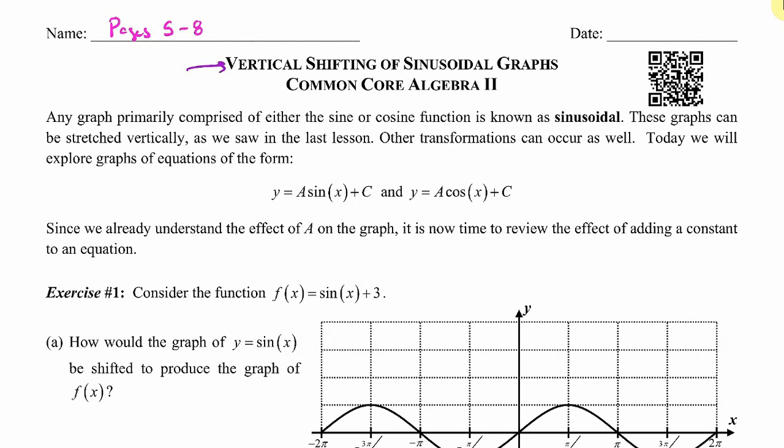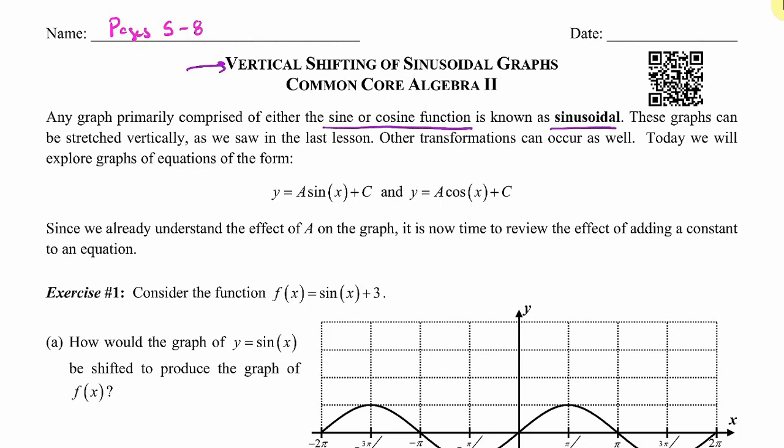Now, sinusoidal sounds like sine, and it means sine, but it could also mean cosine. Sinusoidal is just another term for a trig graph, but it's specific to being either sine or cosine. And that's the first thing we see here in the reading. Any graph primarily comprised of either the sine or cosine function is known as sinusoidal.